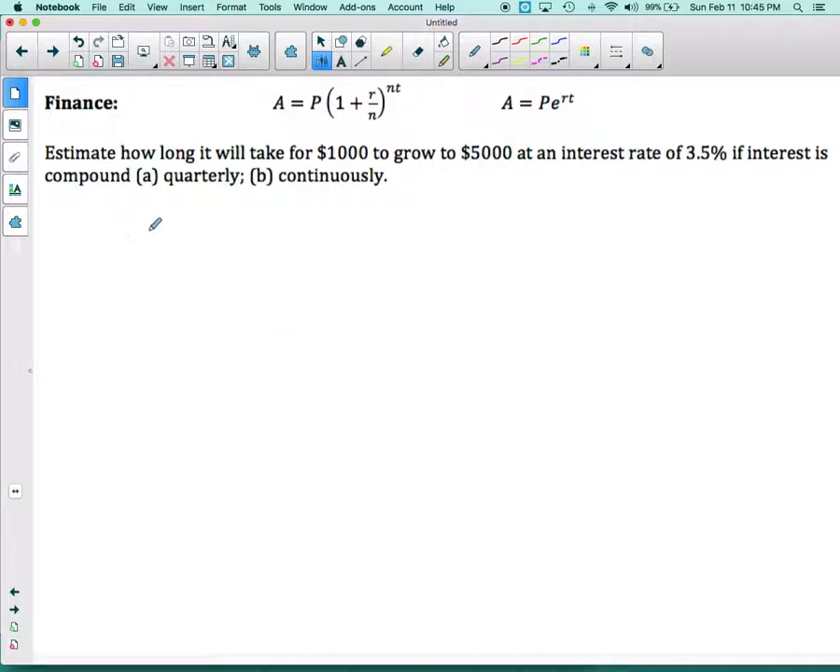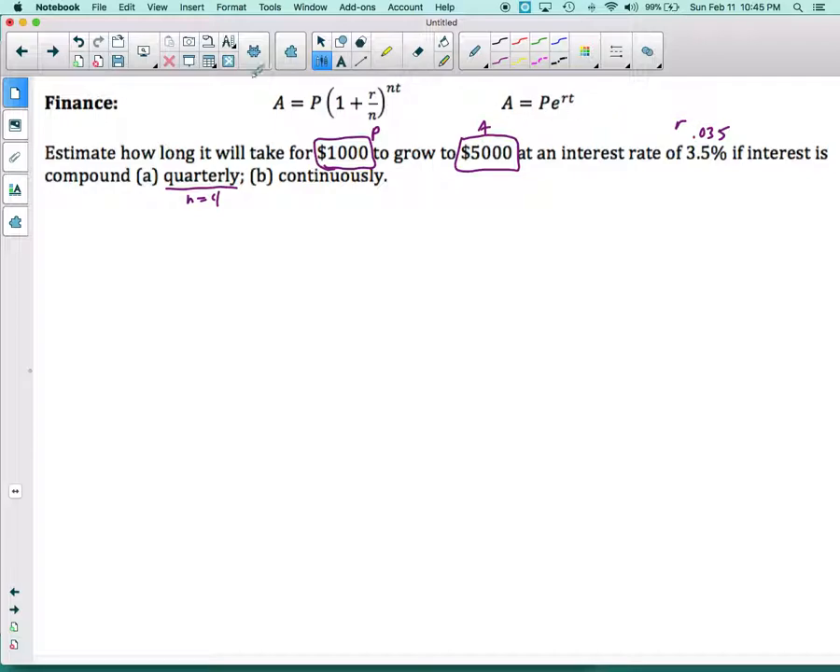All right, so how long will it take for $1,000 to grow? So this is my P value, what I'm investing, to grow to 5,000. So that's the amount I want in the end. Interest rate, so that's going to be 0.035. That's my R. And then here for part A, our n value will be 4.